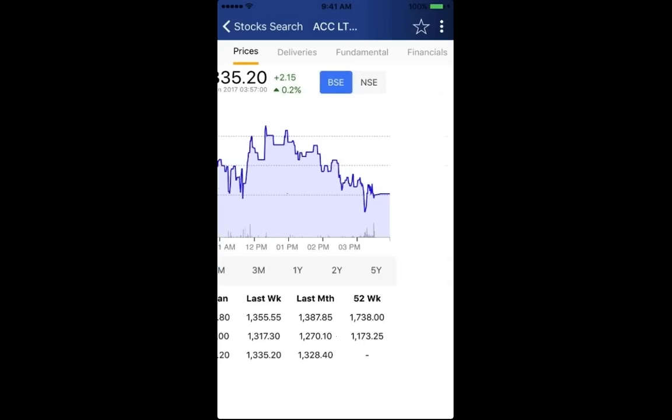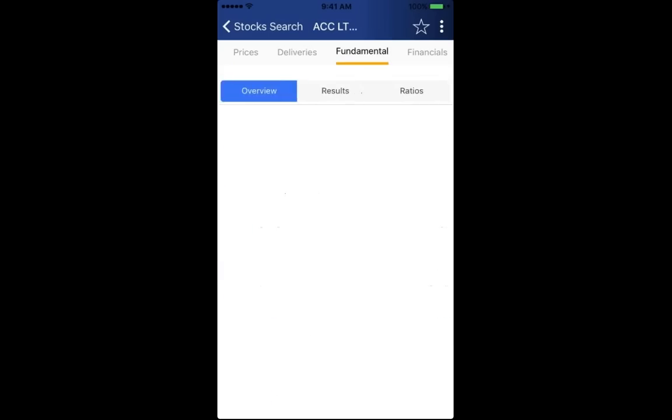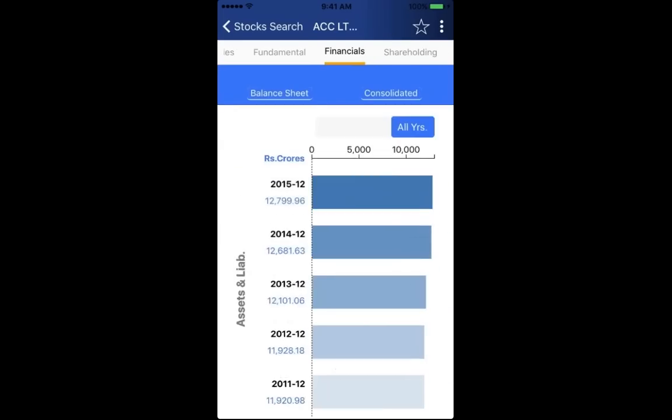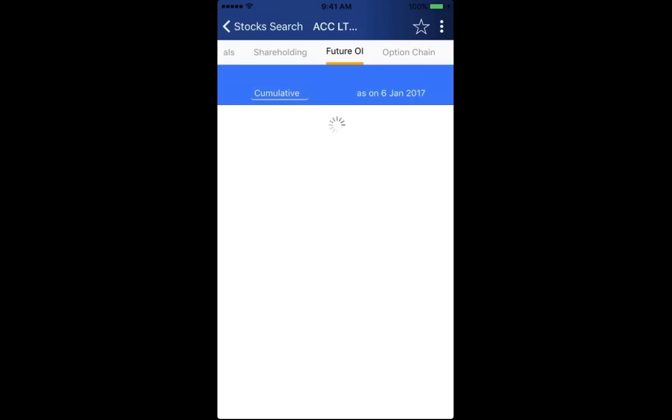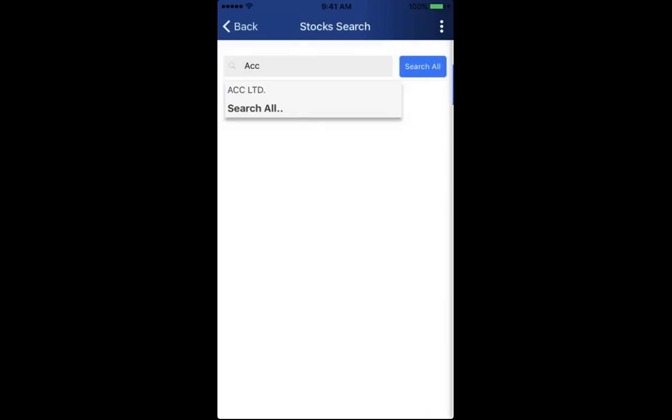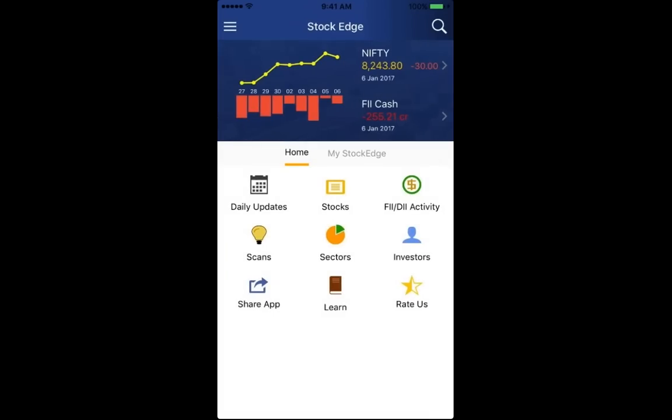Now, the home page also has the FII and DII activity, which is closely watched by most of the active traders. You'll also notice that on the top in the blue section, the yellow line denotes the movement of Nifty over the last few trading days. And in the last day, it was down 30 points. And below that, the red histogram also shows the flow of FIIs during the last few trading sessions. So one quick look and you can know that the FIIs have been selling in the cash segment, but the selling has lessened in the last 2 days.